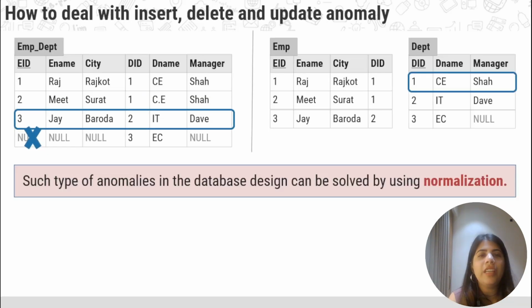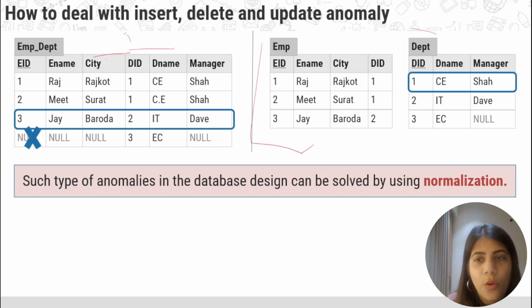How do we deal with such insert, delete and update anomalies? One way is, if you see, to divide this table into two tables. One could be the employee table and one could be the department table, and we could link them.